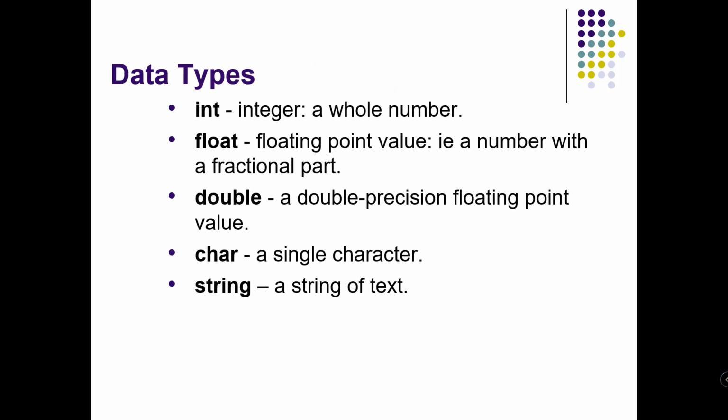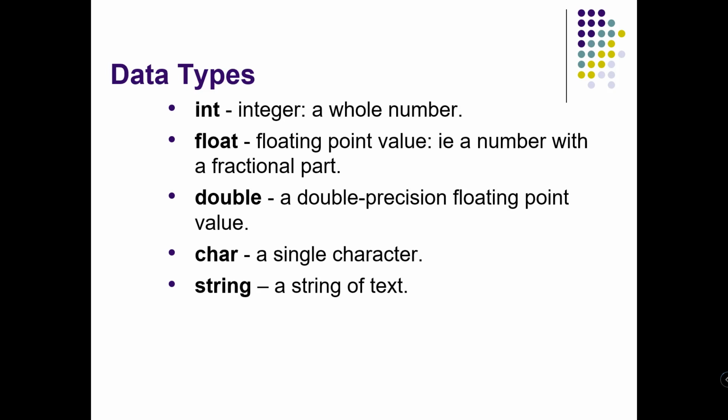So data types. We have integers. An integer is a whole number, as you know it. We have floats, which is a floating point value, for example, a number with a fractional part, like 1/2. We have a double, which is pretty much like a float, but it's a double precision floating point value, so it's a more exact floating point value.